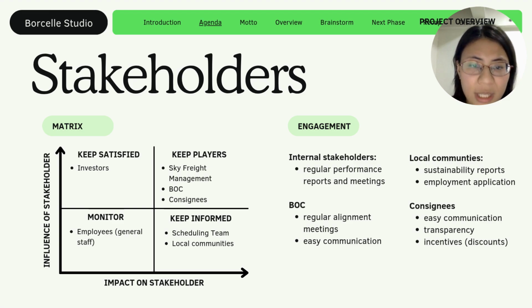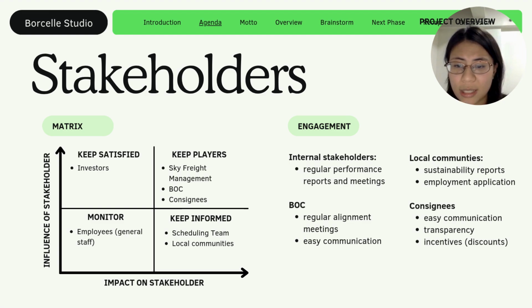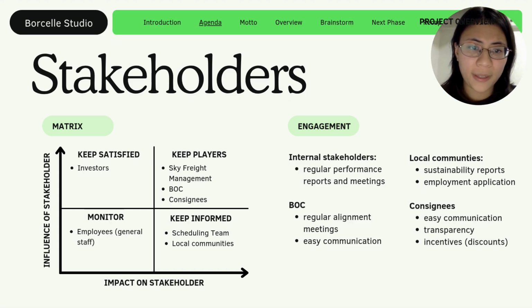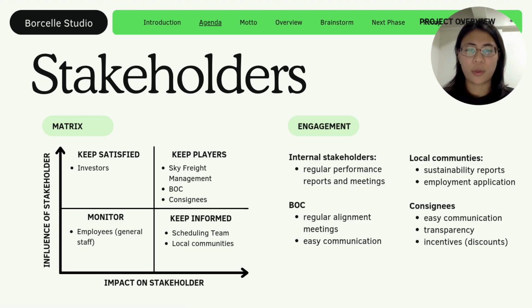So for the matrix here, as you can see, for the keep satisfied, we have the investors. So that is because they have a lot of power in the funding of the business, but they're not really directly affected unless it's concerning profitability. Next, we have the key players, which is Sky Freight Management, BOC, and consignees. So these are the groups with the highest impact and highest influence.